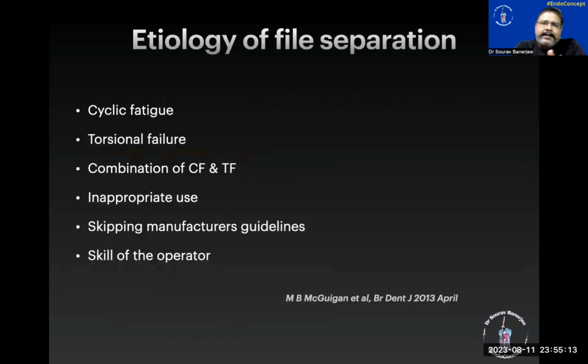So let us see the etiology of file separation, like why files separate in an endodontic canal. There could be a plethora of reasons. The popular ones are cyclic fatigue, torsional failure, a combination of cyclic fatigue and torsional failure, inappropriate use of the files, skipping the manufacturer guidelines, and skill of the operator.